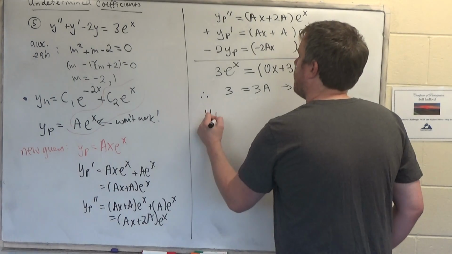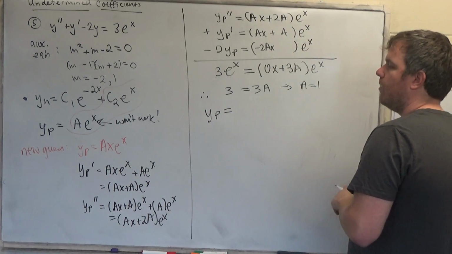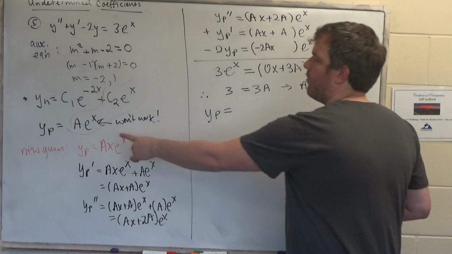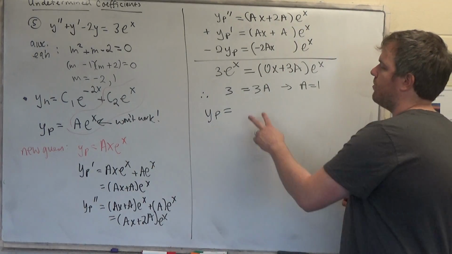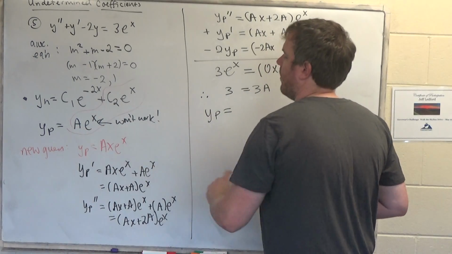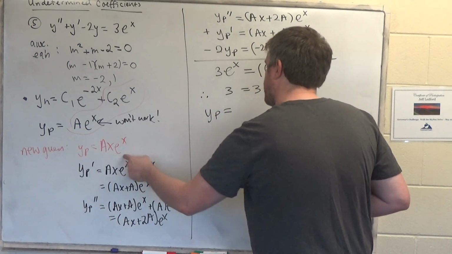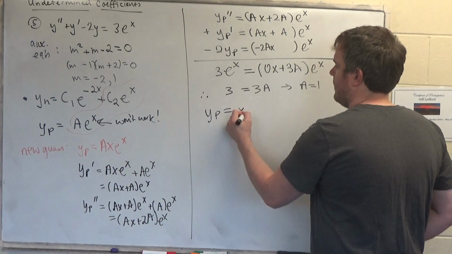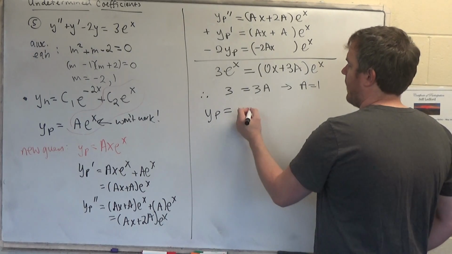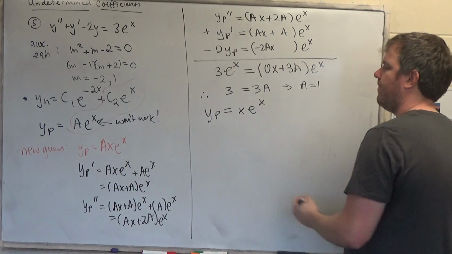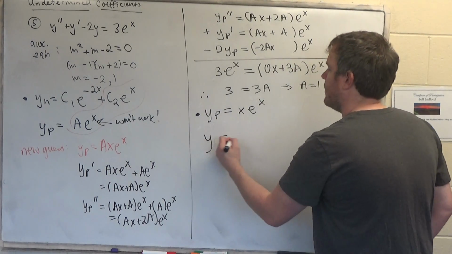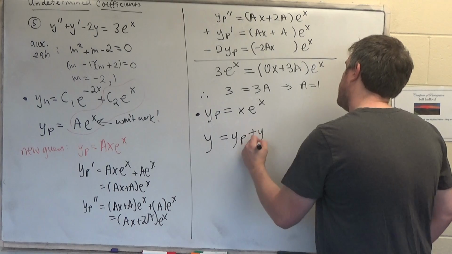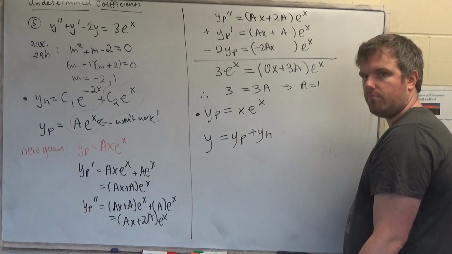So that tells me that y sub p is, well, we have to be a little careful. We've written down our first initial guess, and the reason I wrote won't work is so that we don't just try to plug in a back into there. We plug it into our amended guess. A is 1, so we just get x e to the x. I'm going to mark where the particular solution is, because the general solution is just y sub p plus y sub h. And that's it.